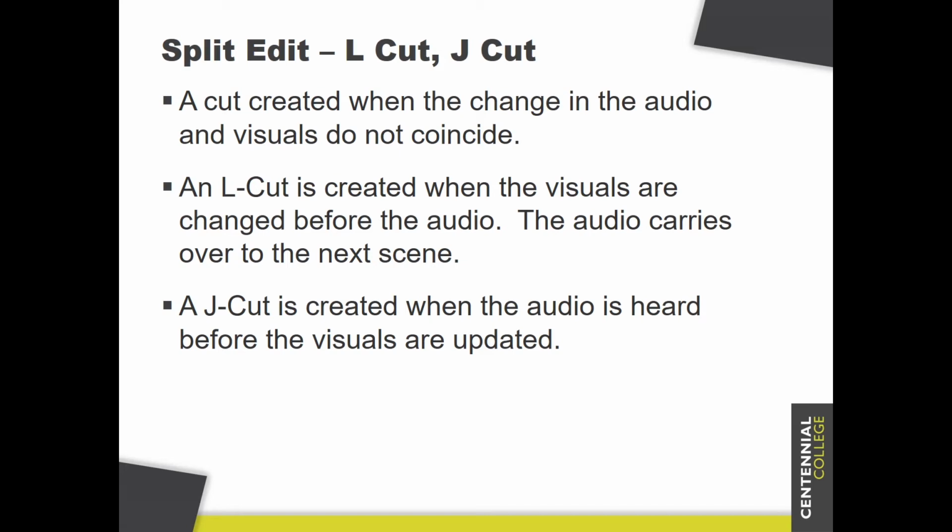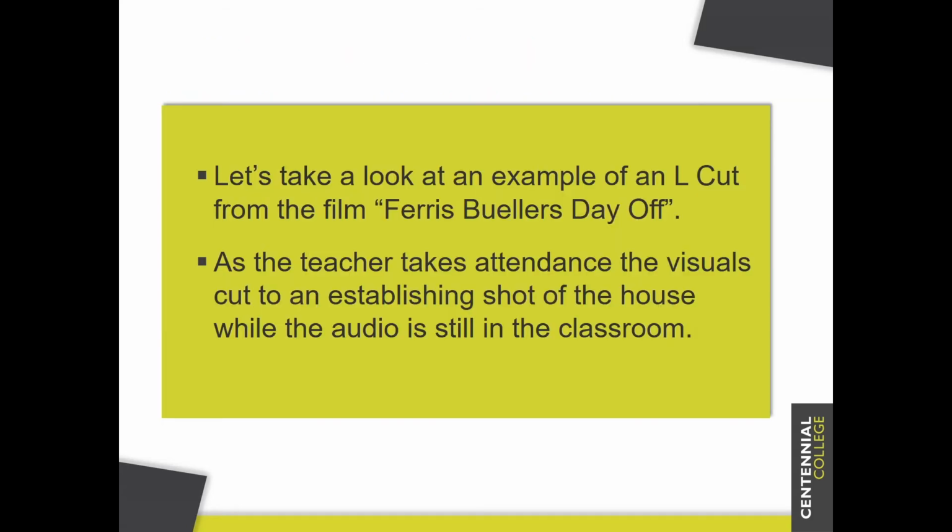The J cut is the opposite. The audio from the next shot is heard before the visuals are initiated. So we hear what's going to be happening in the next scene before we actually see what's happening. There are obviously a million different examples of this type of edit. But the one we're going to take a look at today is Ferris Bueller's Day Off. It's an example of an L cut. All right, let's take a quick look at a snippet from Ferris Bueller's Day Off.